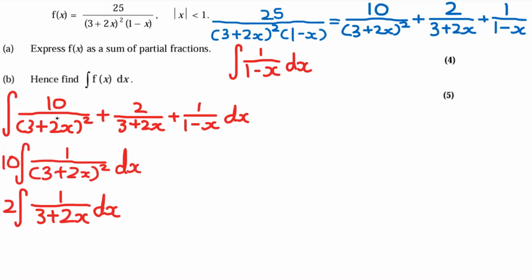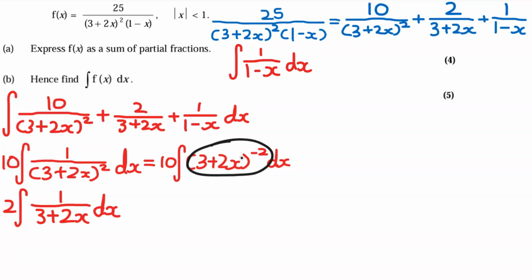Let's start with this 10 over (3 plus 2x) squared. I've taken the 10 out of the integral like this here, so it's the integral of 1 over (3 plus 2x) squared. I'm going to rewrite this as (3 plus 2x) to the power of minus 2, as this is easier to get into the integrated form. This bracket, we talked about how to integrate brackets like this in the integrating f of ax plus b video, so go back to that if you need a reminder.